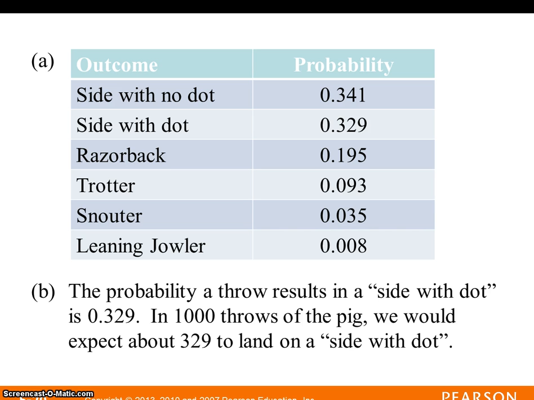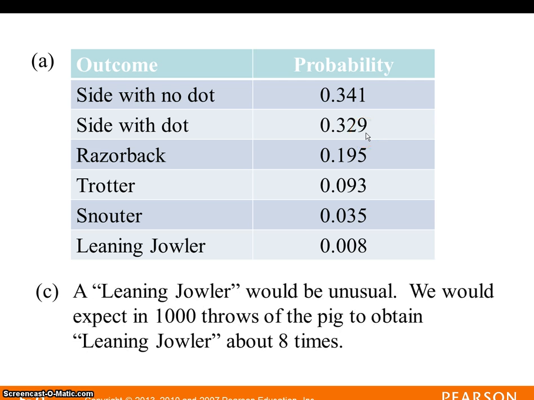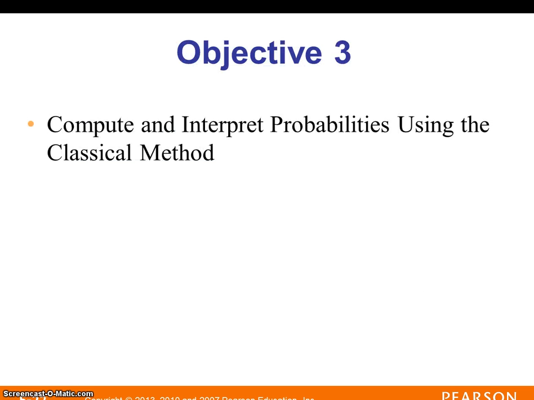But the important thing is that the probability that it lands on the side with a dot is given by this value in the table, and a leaning jowler would be unusual because it's less than 5%, which is how we're defining unusual.